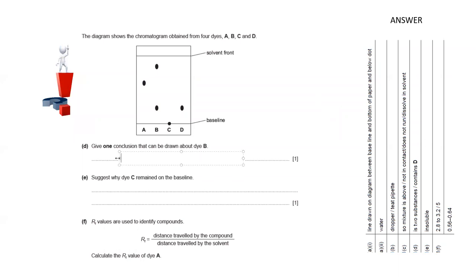So you can mention it is impure, or contains two different substances, and one of them is D. How do we conclude that dye B contains D? You can see the position of D matches with one of the positions of B. So it means dye B contains D and something else. We don't know what else, but D is there and another thing is also there.